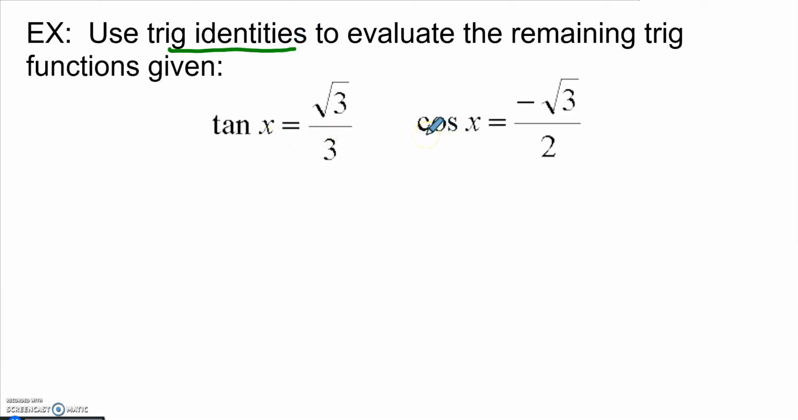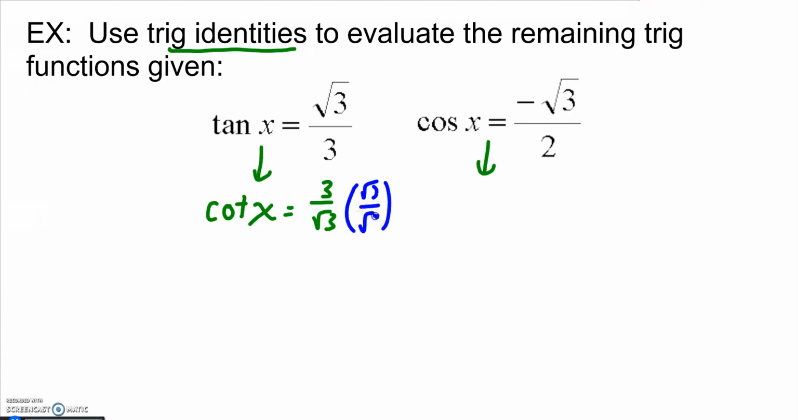I want to use some of the identities we talked about to help us find all 6. I would say the easiest 2 to find right now are the reciprocals of the ones given. The reciprocal of tangent is cotangent, and the reciprocal of root 3 over 3 is 3 over root 3. Now, because I can't have a radical in the denominator, if I rationalize that, I would get that the cotangent of x is really equal to 3 root 3 over 3, which is just root 3.